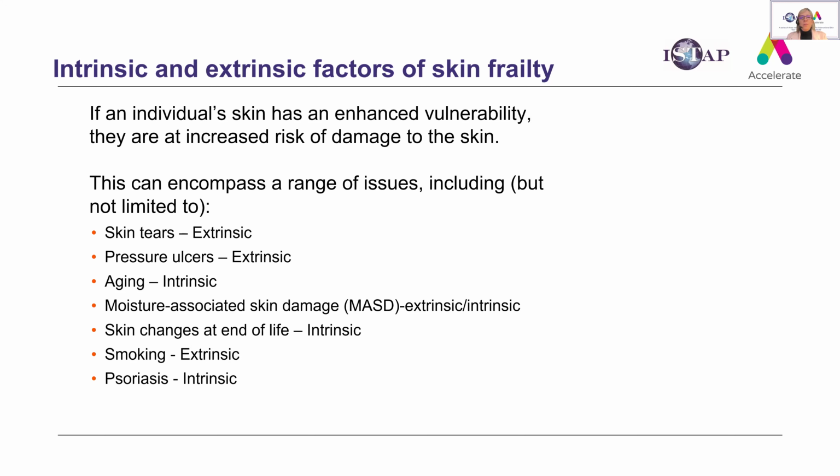So I wanted to talk a little bit about the extrinsic and intrinsic factors of skin frailty. So if an individual's skin has an enhanced vulnerability, they are at increased risk for skin damage. And this can encompass a range of issues. And some of these are extrinsic, or maybe from the environment, from the outside, and some are intrinsic. And I've just named a few here as an example. So a skin tear would be an extrinsic factor where somebody has bumped their shin on, almost always, the dishwasher door that's been left open. So that's an extrinsic factor.